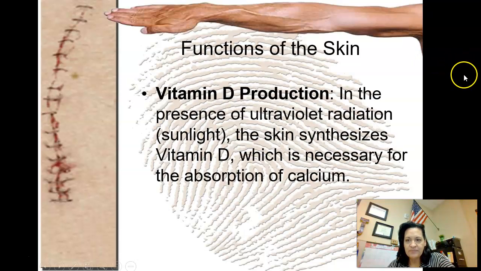Vitamin D production. In the presence of ultraviolet radiation, that sunlight, your skin will synthesize or make vitamin D, which is necessary for the absorption of calcium. So it is important to get some exposure to sunlight so that our body can make vitamin D to help us out with some other necessary functions with calcium.